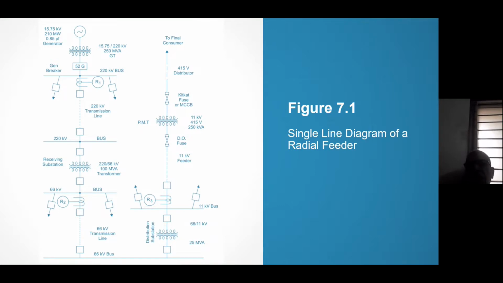That cannot happen. That should not happen. In a right protective system, selectivity means the minimum faulty section should be isolated.